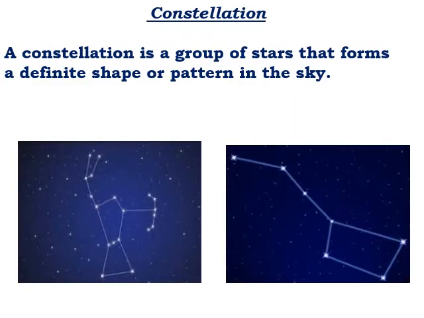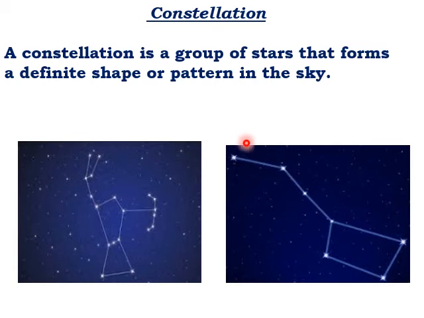Next, children, we will discuss constellations. What is a constellation? A constellation is a group of stars that forms a definite shape or pattern in the sky. The shape may look like an animal or an object. There are a total of 88 constellations known so far.